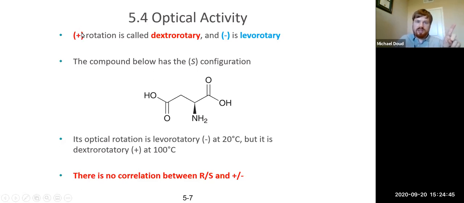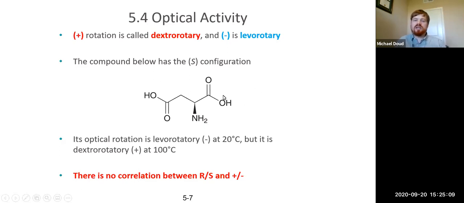If you have this plus rotation, that's what we call dextro-rotary. So if you're up on your Latin, dextro is to the right, dextro-rotary, and then minus is levo-rotary, that's left, levo-rotary to the left. So that's just one way you can say, oh, this is dextro-rotary, it's got a positive specific rotation. It's levo-rotary if it has a negative specific rotation.